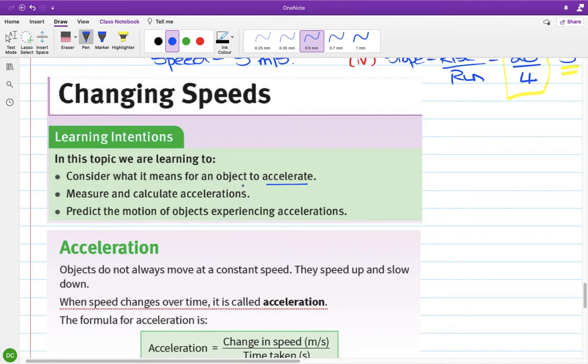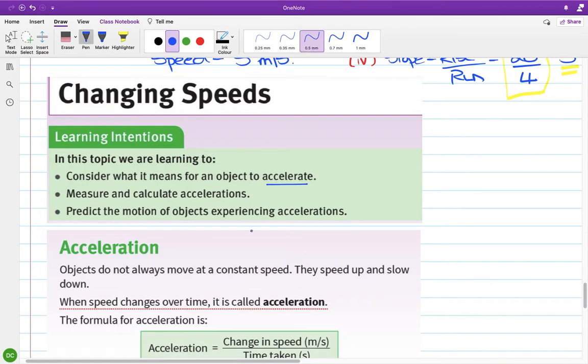Okay, so we're going to talk about what acceleration means, and it has a slightly different meaning in physics than in your normal language. Not wildly different, but I'll explain what I'm talking about. I'm going to measure and calculate accelerations. Acceleration is not a measured quantity, it is a calculated quantity. So you will not measure acceleration, you will measure different things and as a result get acceleration. And predict the motion of objects experiencing acceleration.